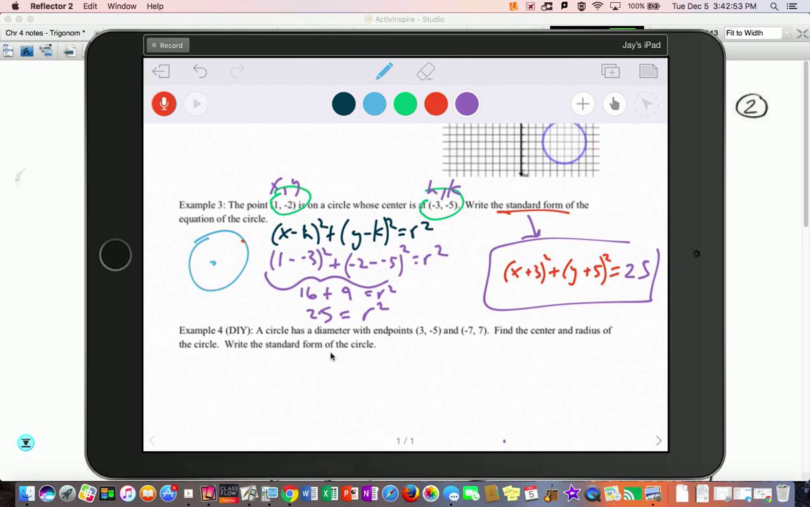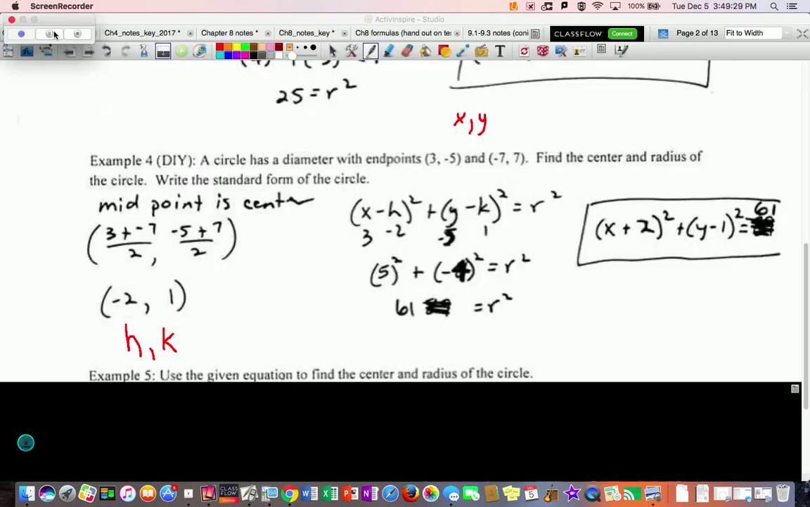Now you're given the endpoints of the diameter at these 2 points. So how would you go about doing that? Pause the video now. Okay, so if these are the endpoints of the diameter, that means the center will be the midpoint of that line. So go ahead and do the midpoint formula.